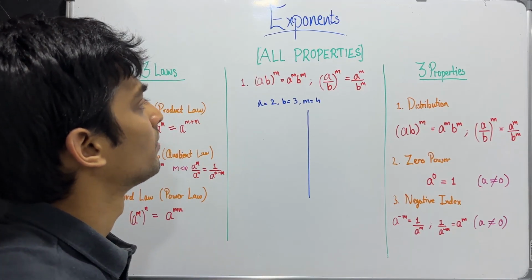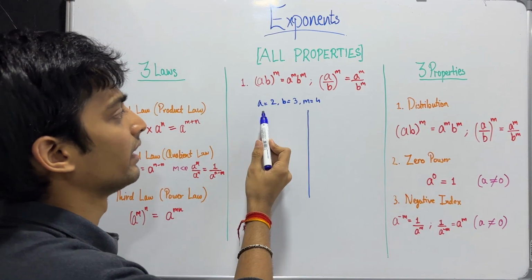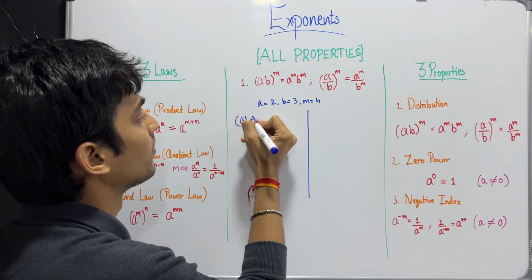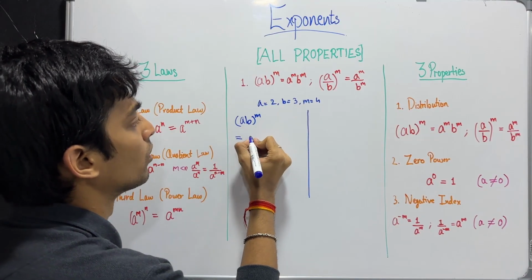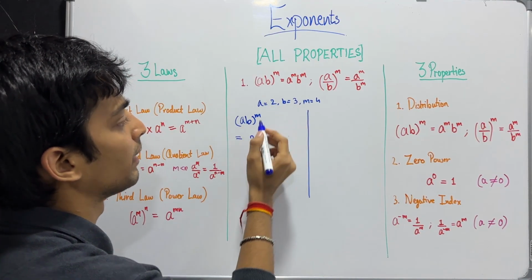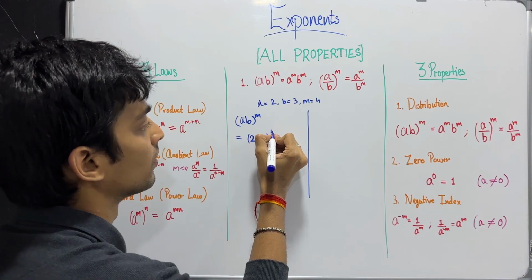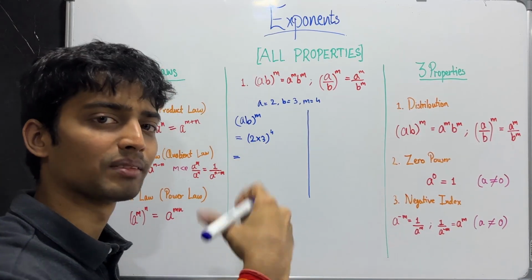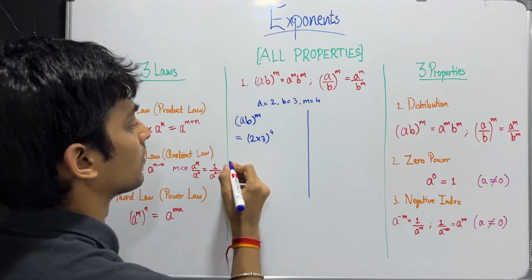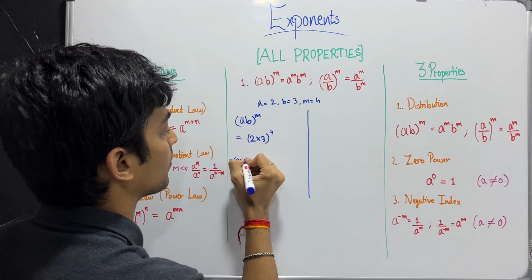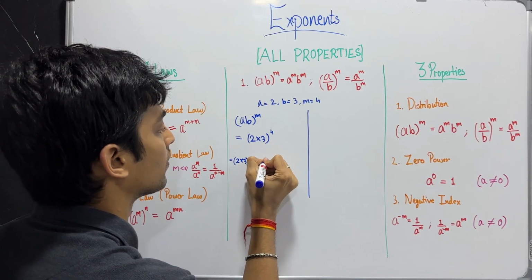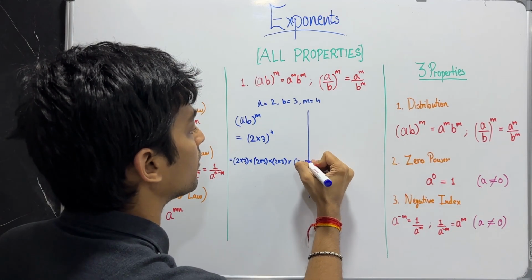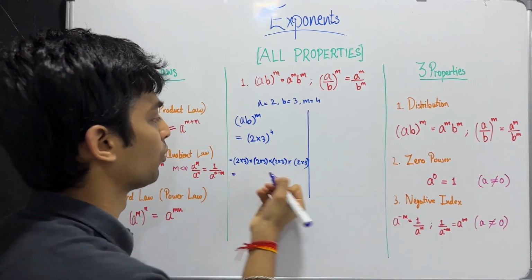Okay, now let's check. So we are assuming a is 2, b is 3, m is 4. Let's understand now. So ab the whole raised to m will be 2 multiplied by 3 the whole raised to 4. Right? Now, this whole bracket is getting multiplied by itself 4 times. So, one, 2, 3, 4. Okay, now let's open the brackets.